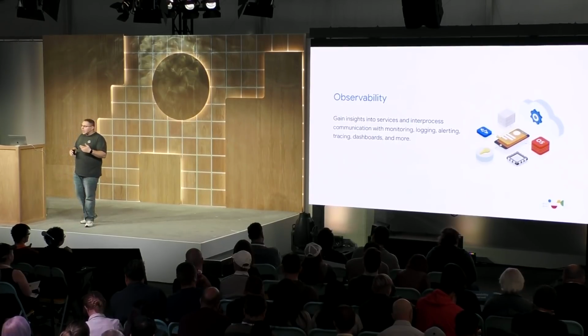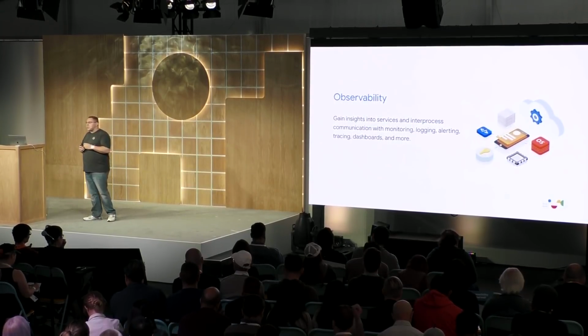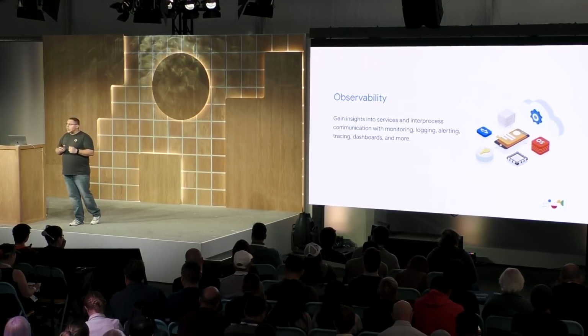So let's come up with another hypothetical scenario. Or sorry, let's talk about observability first. What is this thing that I'm saying? I'm saying this word, observability. Observability is an umbrella term that describes things like monitoring, logging, alerting, tracing, dashboards, and much more. It allows us to gain insights into a single application, but also how our applications are communicating with one another.